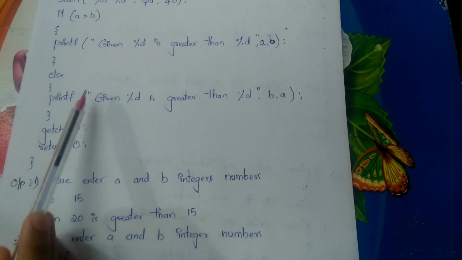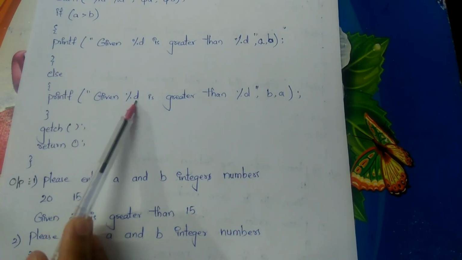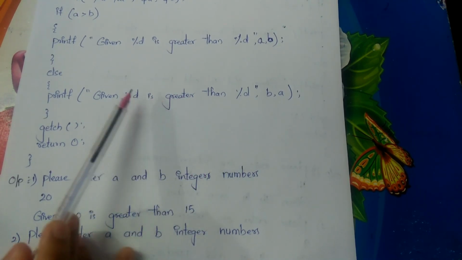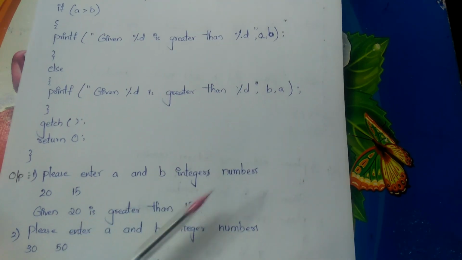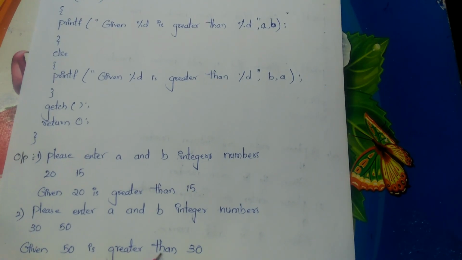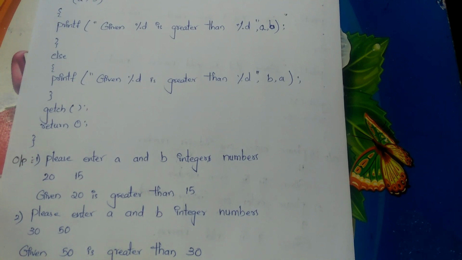So at that time it directly executes the else block. That is the printf given: 50 is greater than 30, because the first %d is for b and the second %d is for a. So finally we get: 50 is greater than 30. So these are the if else. Now let's see one more program on if else.